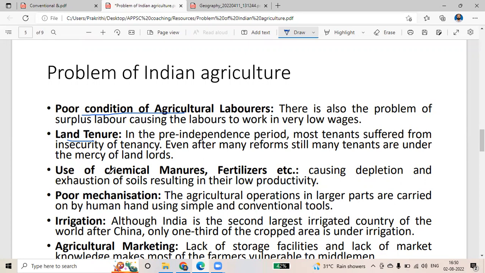Then use of mechanical manures and fertilizers. इसके वजह से क्या होगा? The soil and the land will get depleted. So you don't get the productivity which you are expecting. पहले तो मिलेगा. First time, second time, you will get good output. But if you are continuously putting the same manure and same fertilizers for a long time, what happens? The land gets depleted. So the land's productivity also gets reduced.